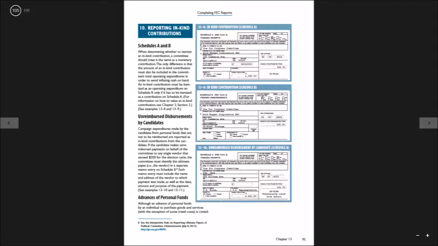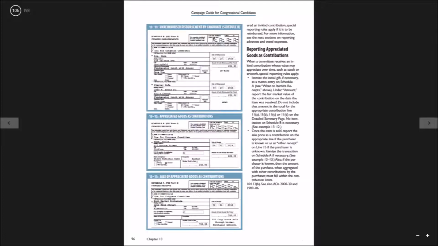Advances of personal funds. Although an advance of personal funds by an individual to purchase goods and services, with the exceptions of some travel costs, is considered an in-kind contribution, special reporting rules apply if it is to be reimbursed.